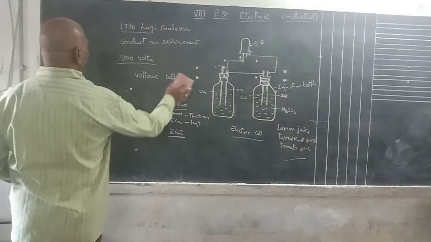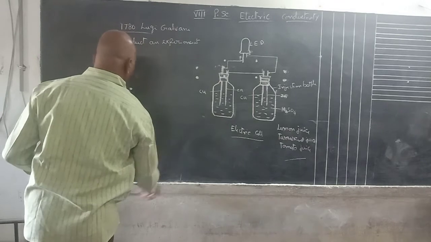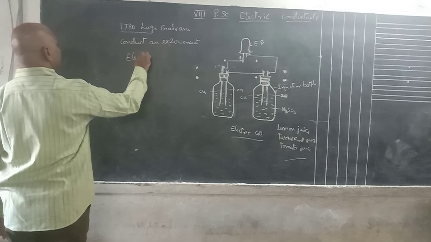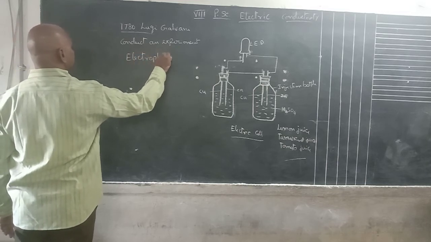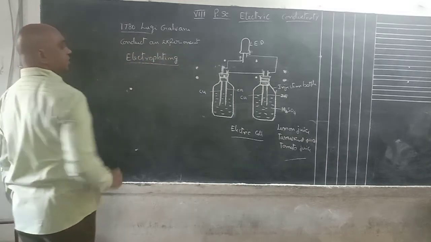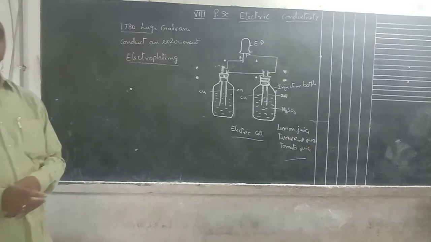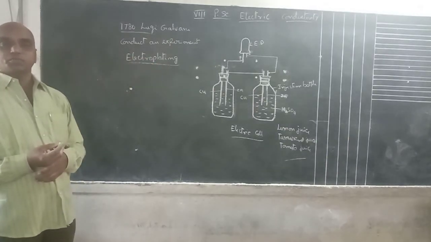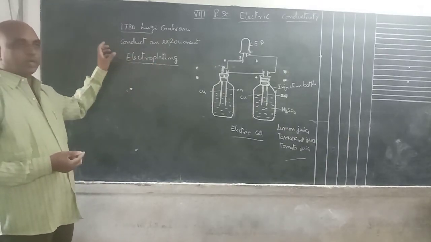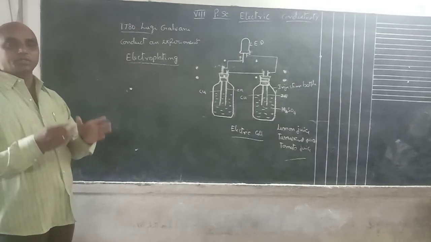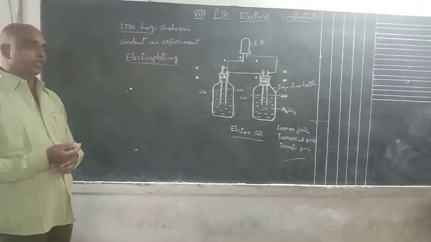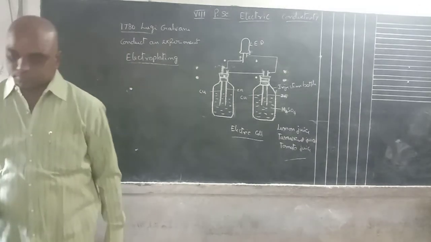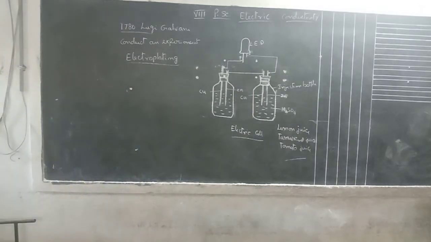Okay, next one is electroplating. What is meant by electroplating? Electroplating means, by using the electrolysis process, we can coat costlier metals on cheap articles. Suppose you take any cheap article, you can coat it with the costliest metal, either silver or gold, like this.